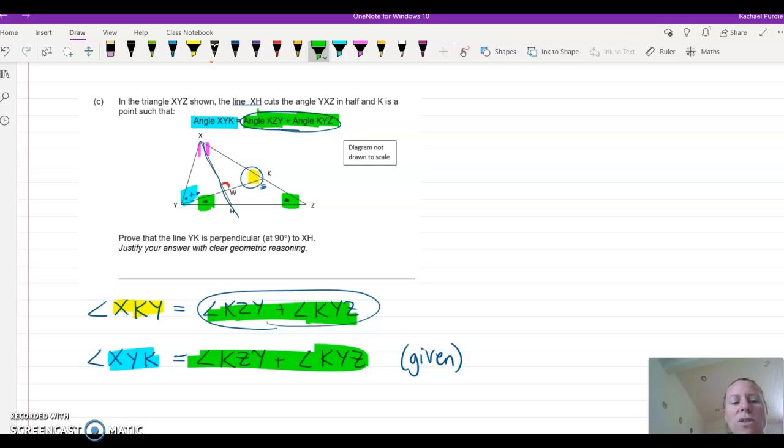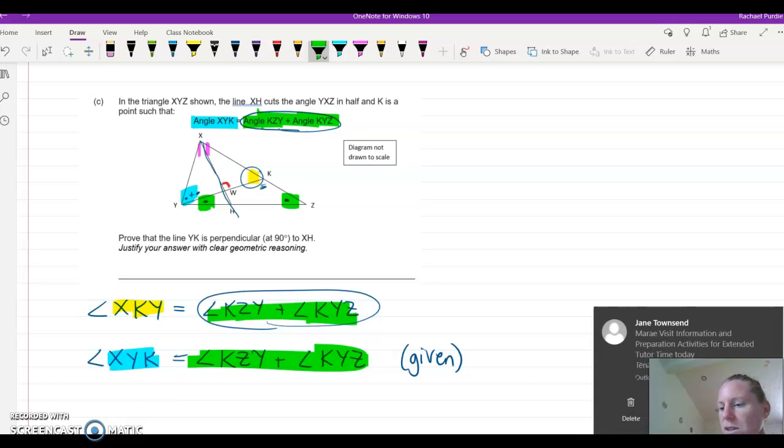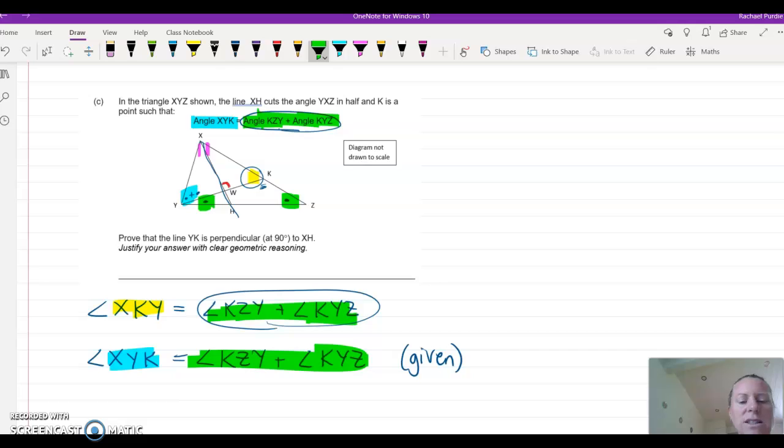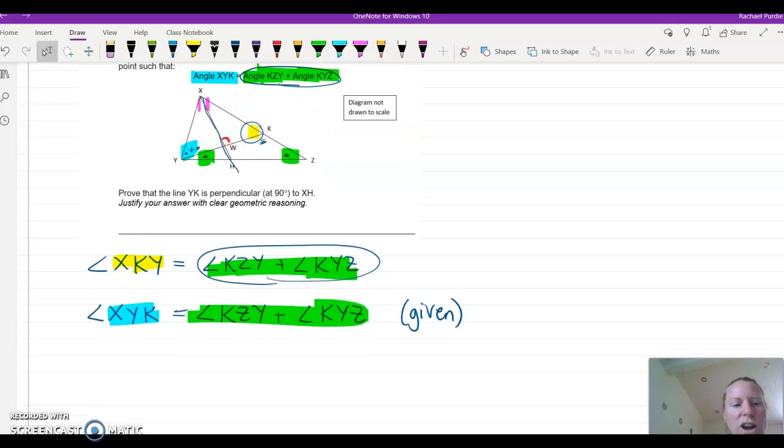That means that those two angles are exactly the same. So if those two angles are exactly the same, then we've got an isosceles triangle there, don't we? So we can actually put that and that on. We know that those two pink angles are the same because this was cut in half.